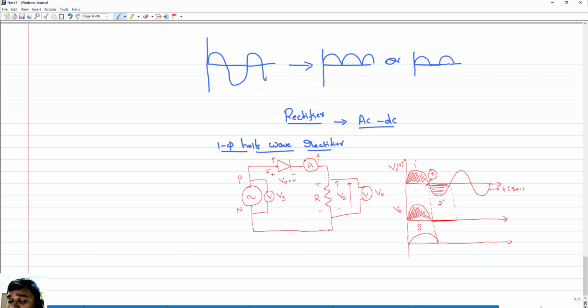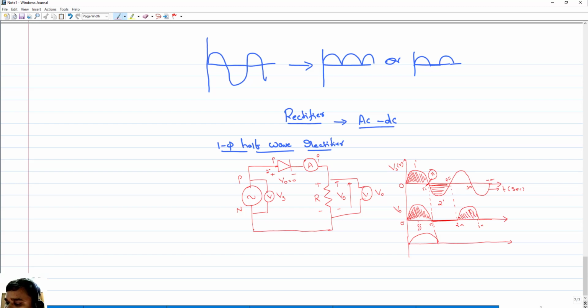There won't be any conduction in this area. So if I assume this is 0, this is pi degrees, this is 2 pi, this is 3 pi, and this is 4 pi, and so on. So the output also has 0, pi, 2 pi, 3 pi. Here the cycle will repeat and it will go on like this. So the cycle is repeating.